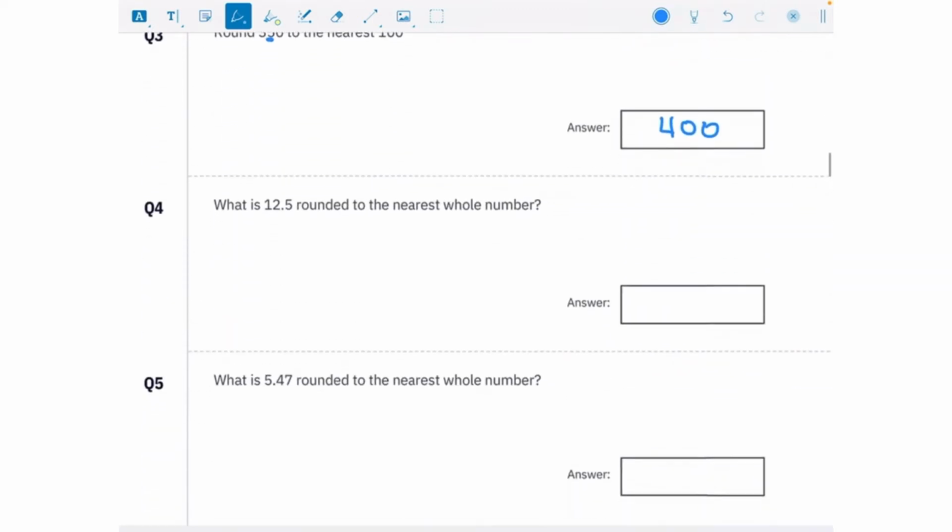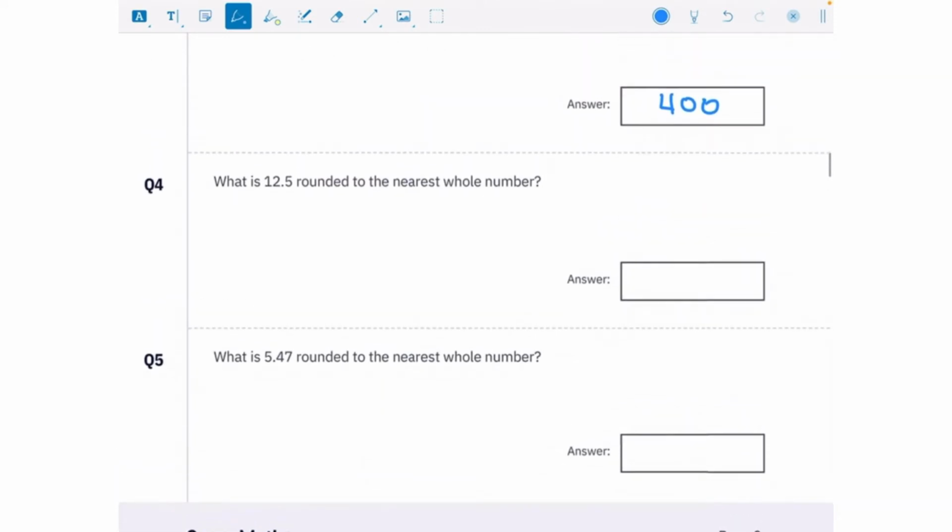Question number 4, what is 12.5 rounded to the nearest whole number? So if we're rounding to the nearest whole number, we're rounding to the nearest ones. So we're going to check the next column over, which is the tenths column, and we can see that there's a 5, which rounds up. So 12.5 is going to round up to 13. That's the whole number above.